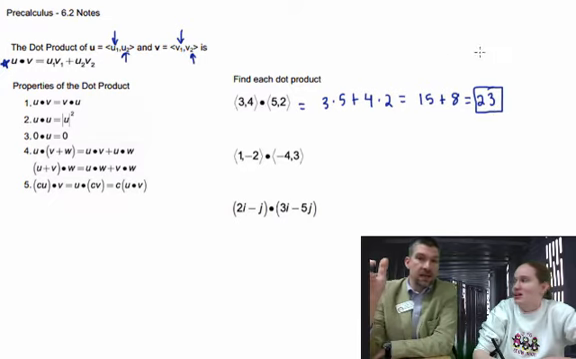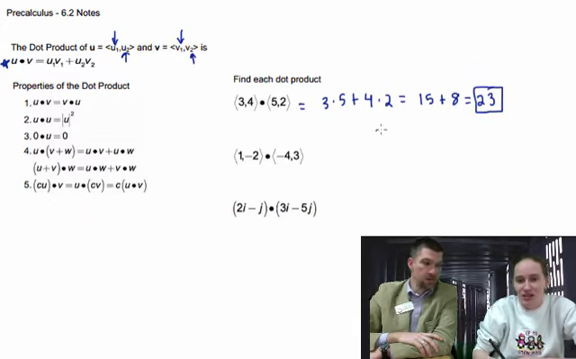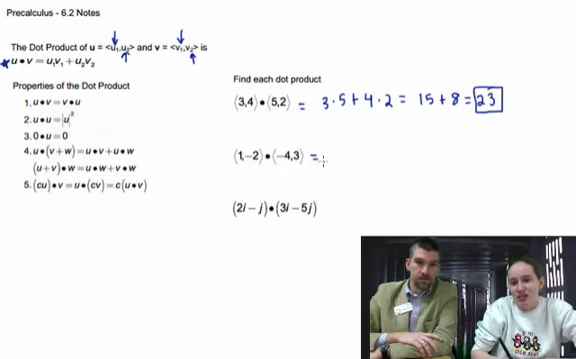You should always get a number. Not a vector. Correct. A scalar, you might say. Yes, a scalar. And it could be a positive number, a negative number, or 0. Anything goes. Any number goes.